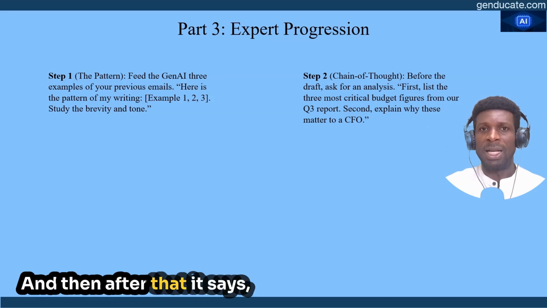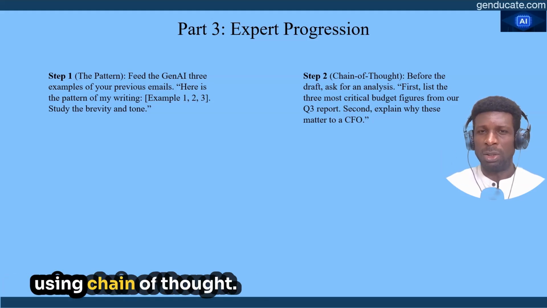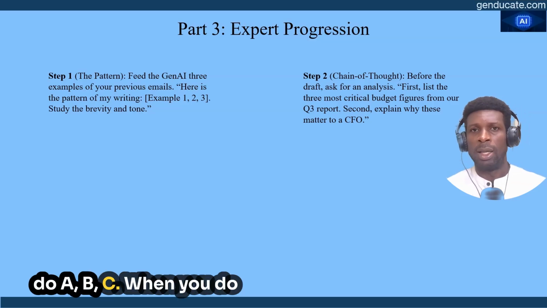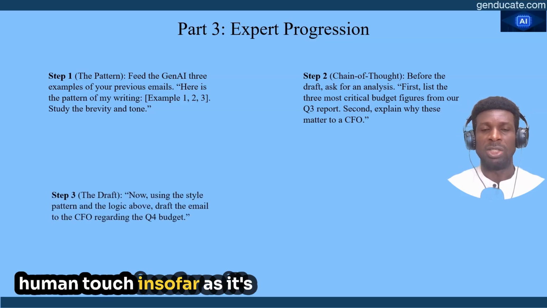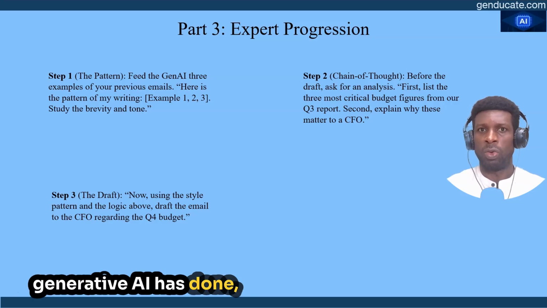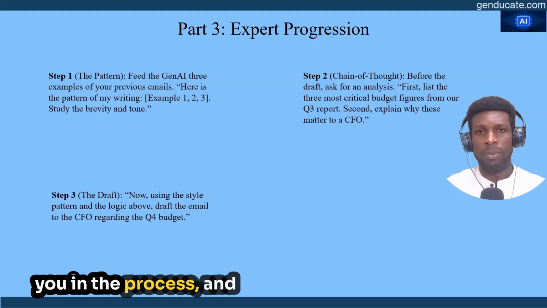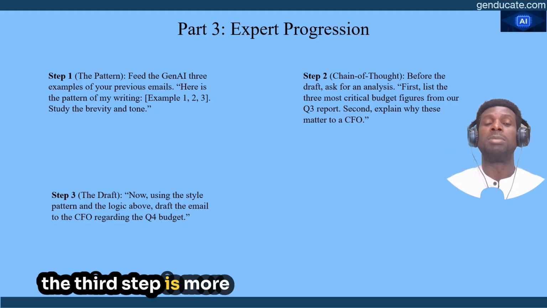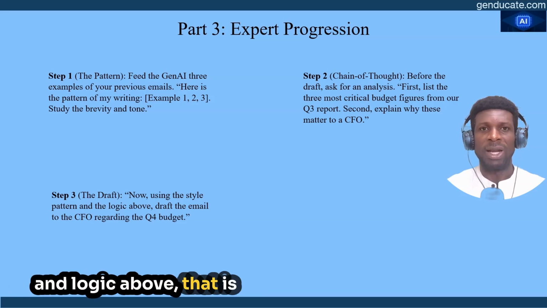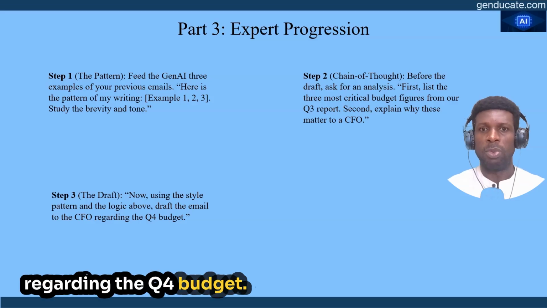And then after that, it says, second, explain why this matters to the CEO. So you're using chain of thought, do X, Y, Z, then move on to 1, 2, 3, then do ABC. When you do it that way, it has the human touch insofar as it's using your writing style. It can never look like what generative AI has done, even though it's been done by generative AI, because you've put so much of you in the process. And the third step is more human touch, basically. Now, using the style pattern and logic above, that is step 1 and step 2, draft the email to the CFO regarding the Q4 budget.